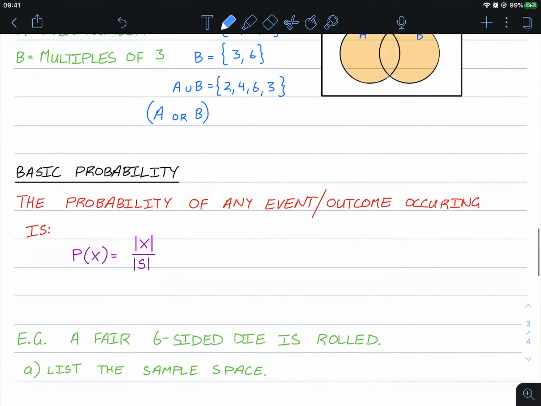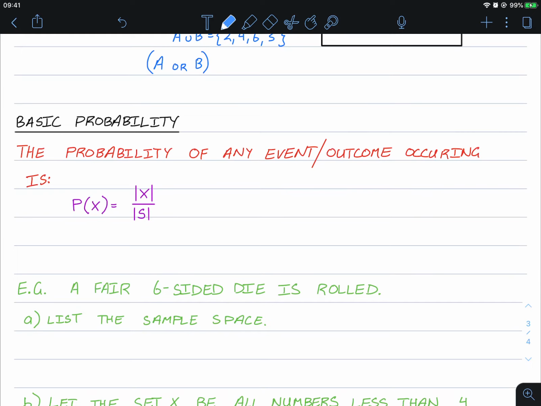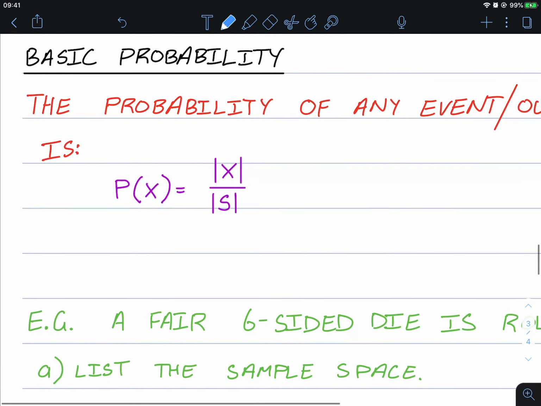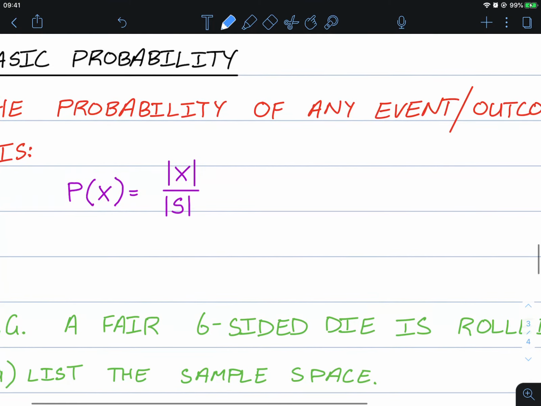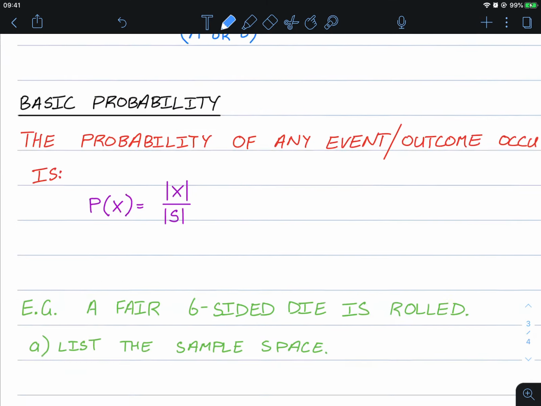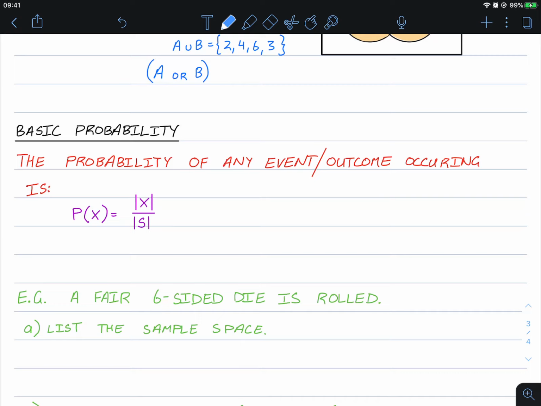Combining all of this, we can calculate basic probability of any event or outcome occurring as follows. So the probability of X, where X is any description that we want or any set that we want, is the number of things inside of X divided by the number of things in total in the sample space. Let's do an example of this.